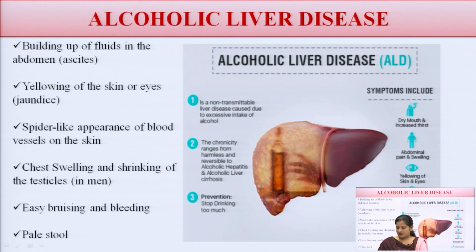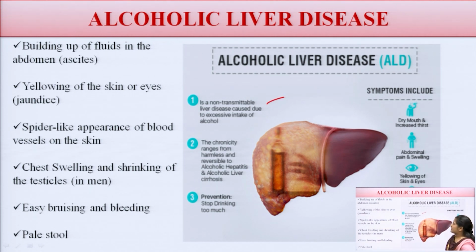Now, next, how alcohol liver disease occurs. Symptoms include buildup of fluid in the abdomen, that is ascites, yellowing of the skin or eyes, that is jaundice, spider-like appearance of blood vessels on the skin, chest swelling and shrinking of the testicles in men, easy bruising or bleeding, and pale stools. So these are the common symptoms of alcohol liver disease.